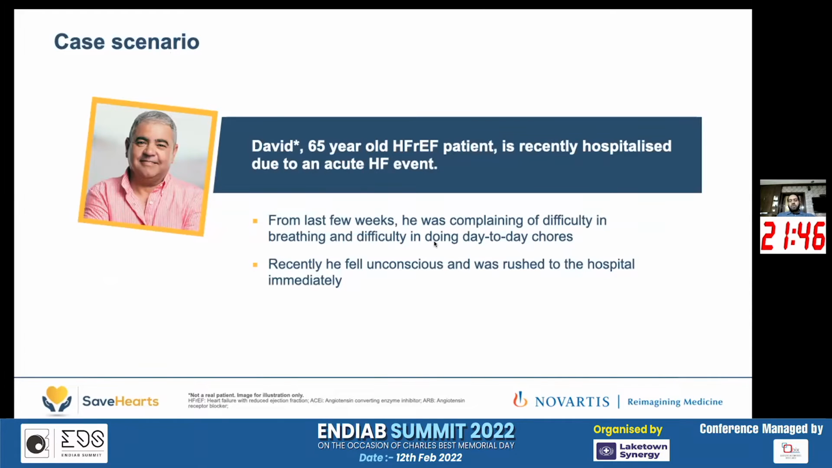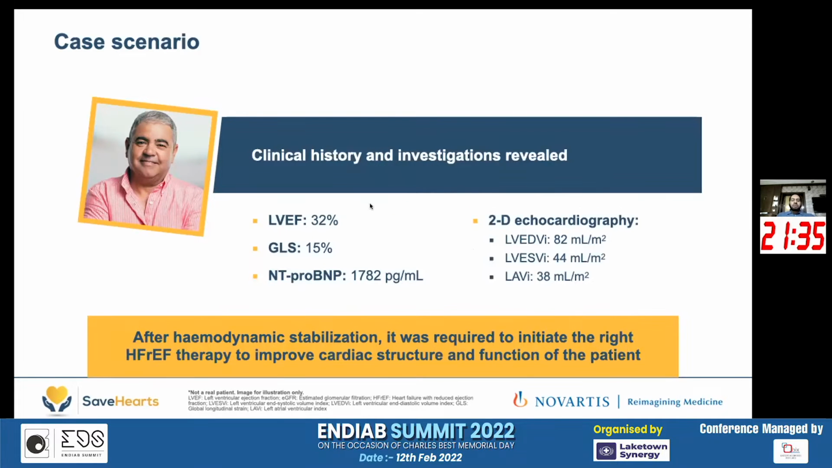This is a gentleman who was initially doing well, but then he had a little difficulty in his activities of daily living. Then he had an episode of unconsciousness and was rushed to the hospital, where he was diagnosed with heart failure with reduced ejection fraction. His echo ejection fraction was 32%, way down from the 60% that we know is normal. His global longitudinal strain was 15%, and his NT-proBNP, a marker of fluid retention, is sky high at 1,782.